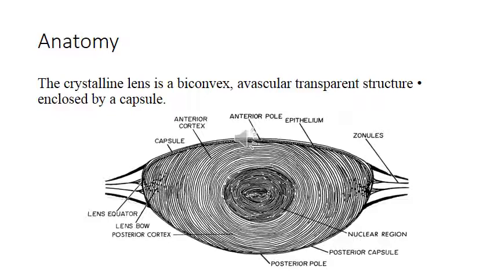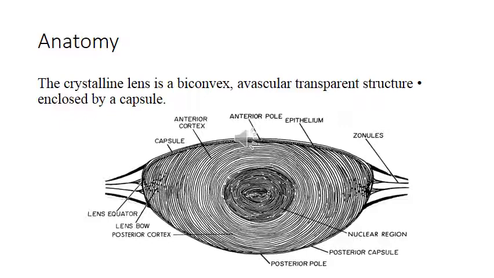Our lecture today is about cataract, but we will give you short notes about the crystalline lens. The crystalline lens is a biconvex, avascular, transparent structure. So it is transparent because it is avascular. It is enclosed by a capsule that covers all the areas of the lens. The central structure here, through this cross section of the lens, is the nucleus.